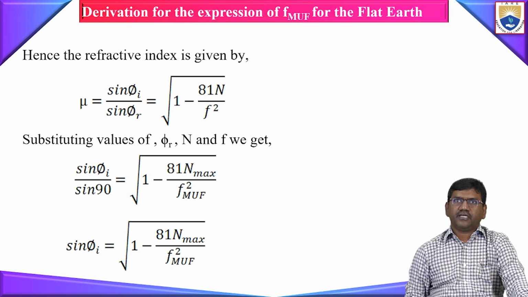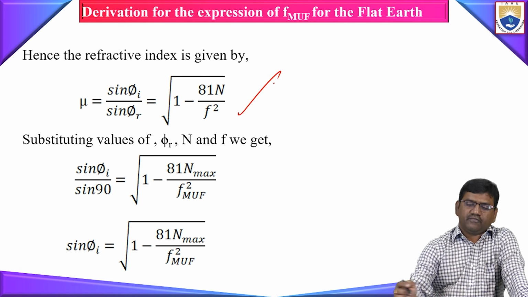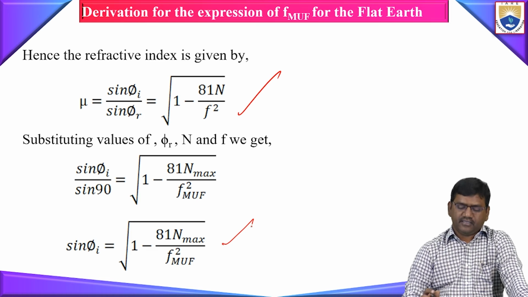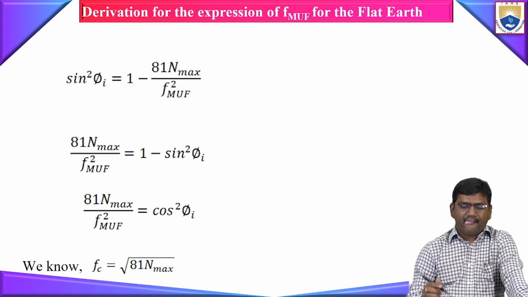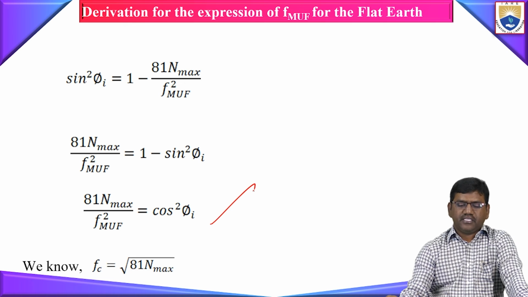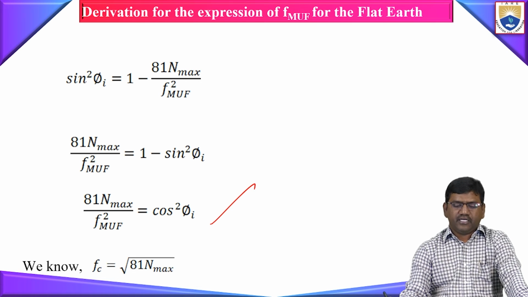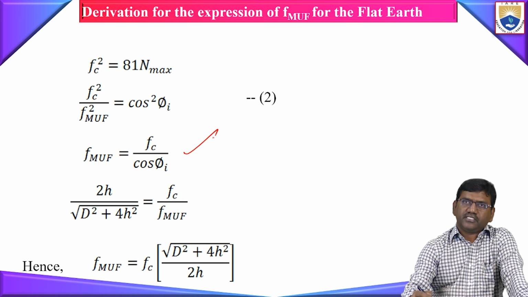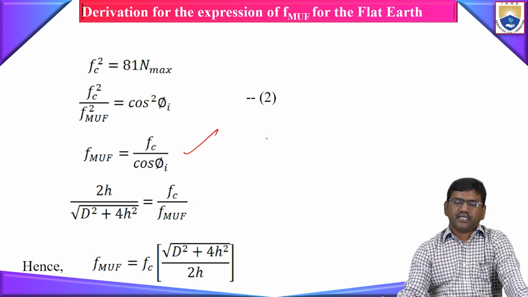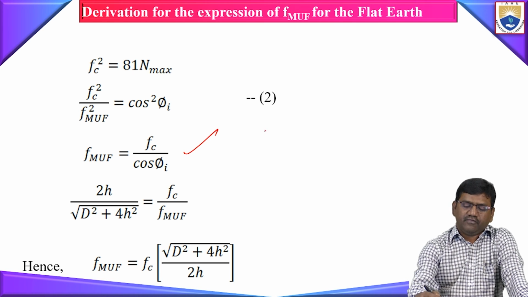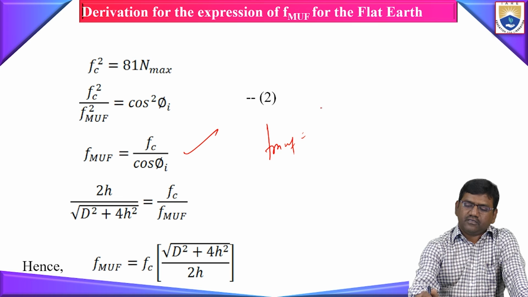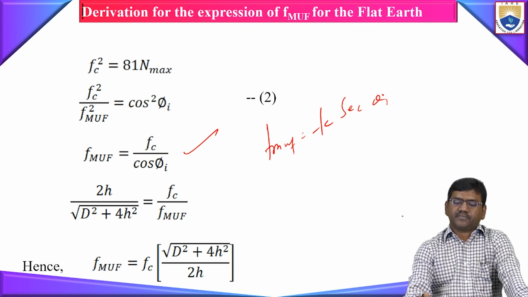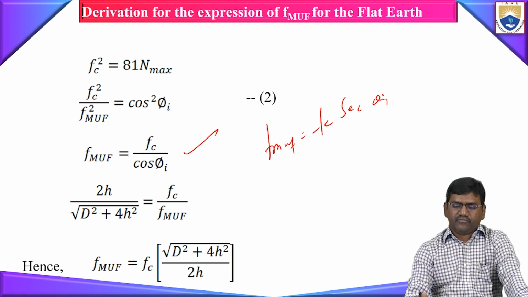So we know that we have derived an expression, mu is equal to root of 1 minus 81 N by f square. We have also derived the expression for f MUF earlier, that is, f MUF is equal to 81 N max by cos square theta i. So you will get here f MUF is the secant law, that is f MUF is equal to fc by cos theta i. So earlier we have discussed that f MUF is equal to fc secant theta i. This is the secant law. So we are going to take this expression to derive the expression for f MUF for flat earth.